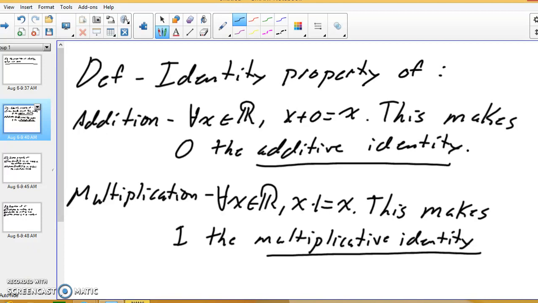So, definition, the identity property of addition is that for all x elements of the real numbers, x plus 0 is equal to x. This makes 0 the additive identity. Similarly, the identity property of multiplication is that for all x elements of the real numbers, x multiplied by 1 is equal to x. This makes 1 the multiplicative identity. So again, I'm going to come back and break down all this.